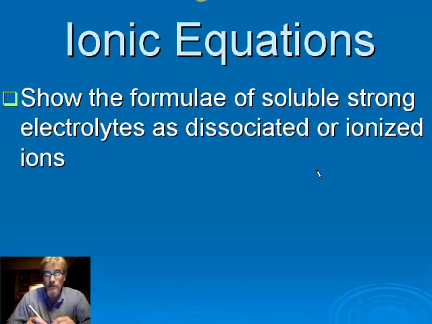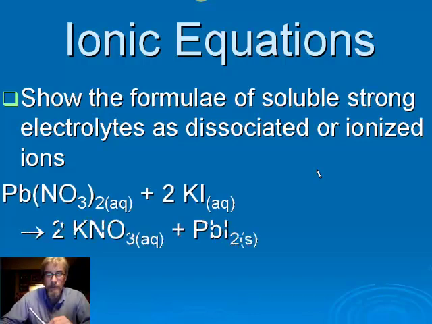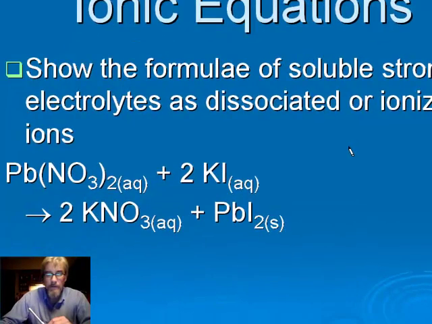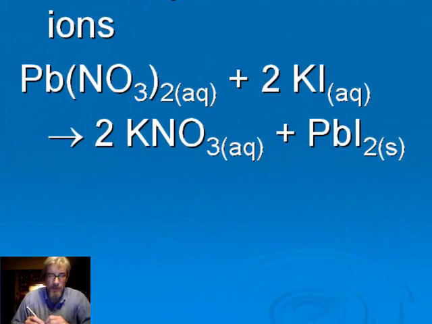So anything that would normally be as ions in the solution, we show them in the equation as ions. When these are balanced, you have to show balance not only of matter, but also of charge. So this is the molecular equation for the reaction that we were just talking about before. Here's what the ionic equation would look like.